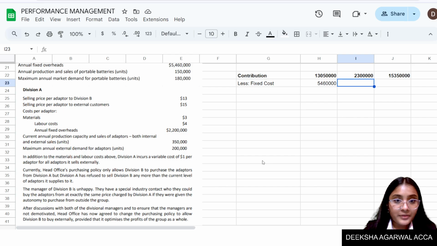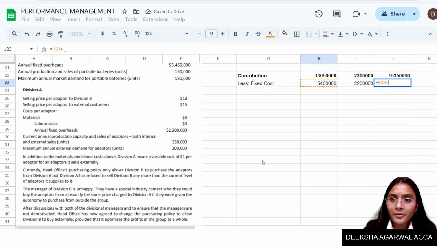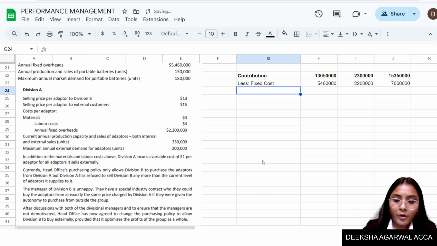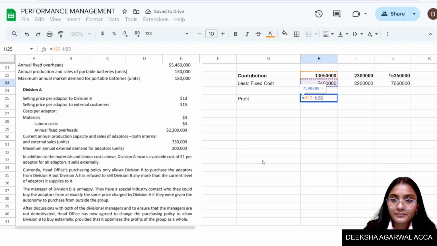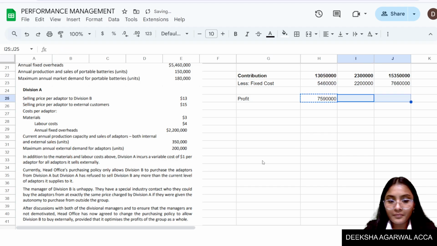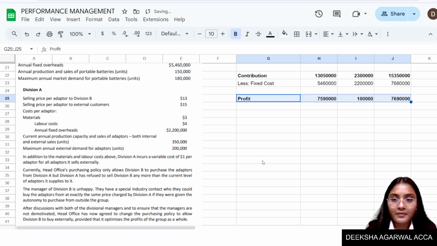Current annual, okay, 2,200,000. And this one will be how much? Sum of both. So what will be my profit? So this is what my profit is. Got it? So that is how basically you can do it in the exam.